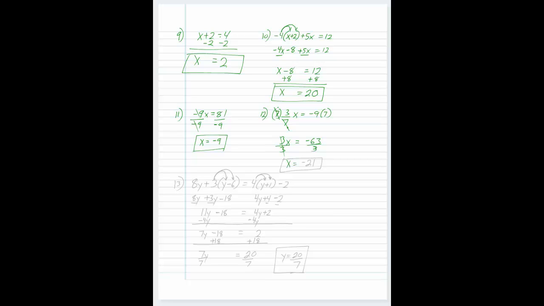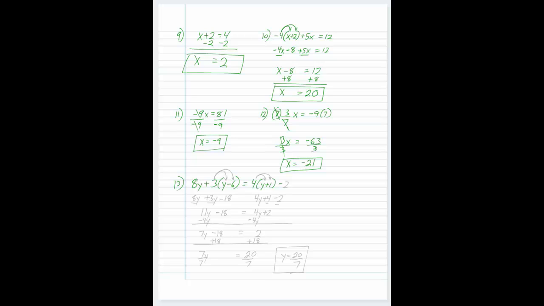And negative 63 divided by 3 is negative 21. That's our answer. Okay, number 13. We have 8y plus 3 times y minus 6 equals 4 times y plus 1 minus 2.